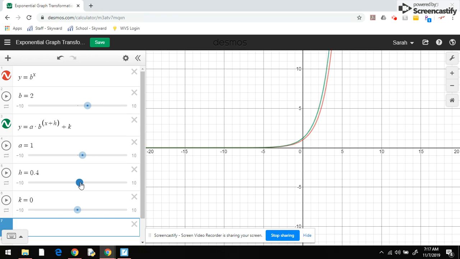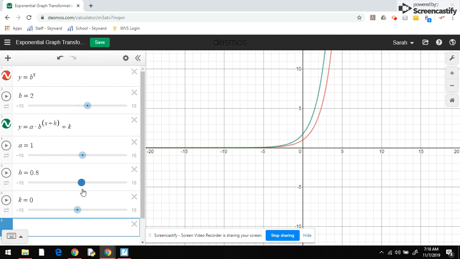So notice, I change h to be positive. The graph seems to be moving to the left. So as h became more positive, it moved to the left. And then as it becomes negative, it moves to the right. And hopefully what you're noticing is that this h value works very similarly on exponential graphs as it does on other functions. It transforms it by moving it horizontally.